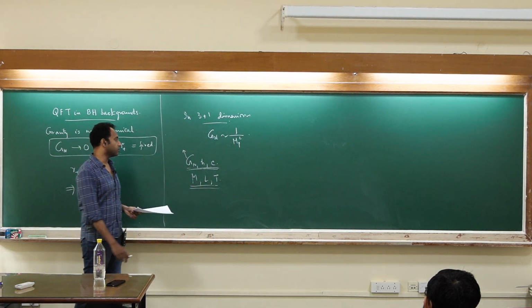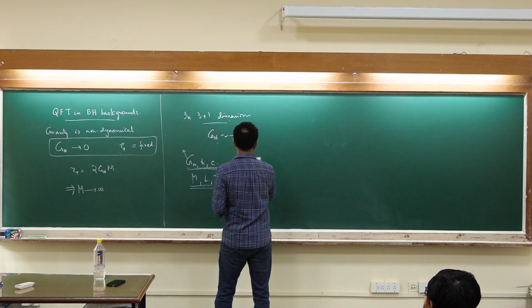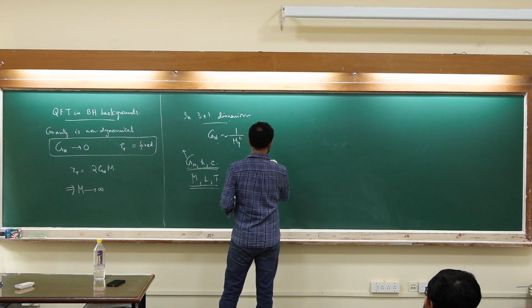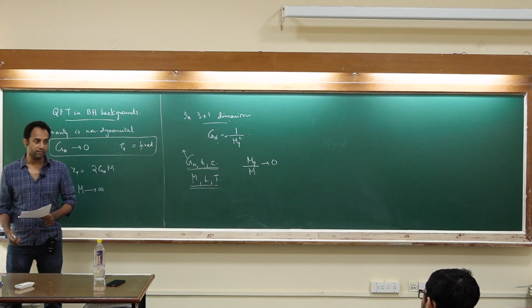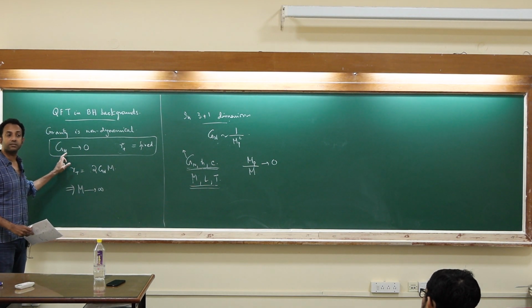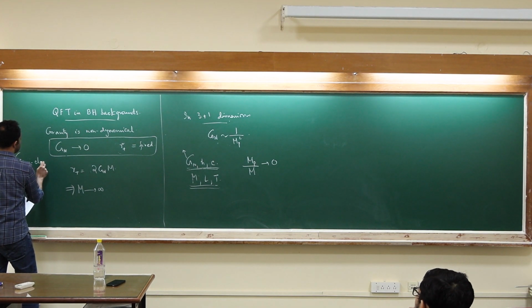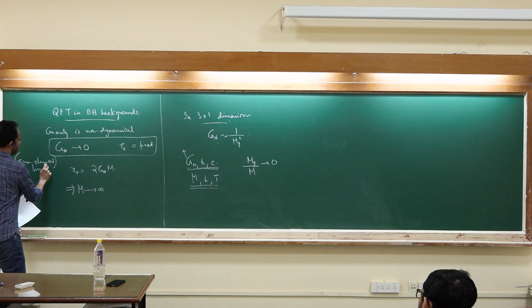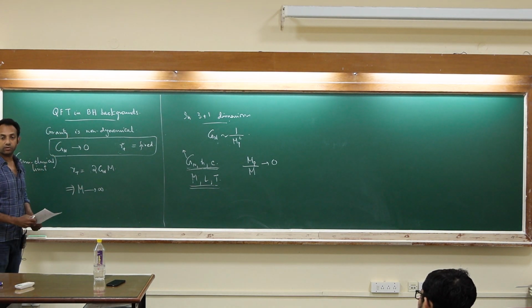So what is that? This means that my M Planck by this M is going to 0 in this limit, the semi-classical limit. So this is sometimes called the semi-classical limit, but it's also the same limit which is sometimes called the QFT in a fixed background limit.